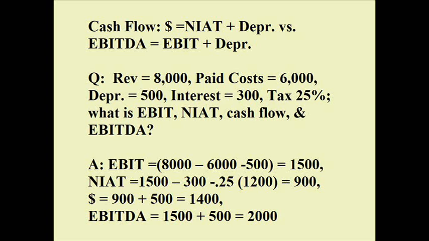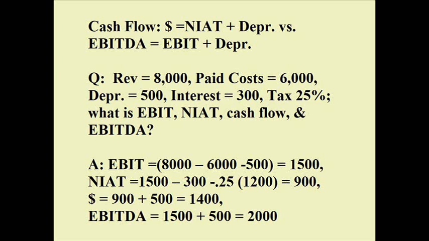For the EBIT, earnings before interest and taxes, well, we have $8,000 coming in, $6,000 going out, and the depreciation, $500, leaves $1,500. Net income after tax, well, that's $1,500, minus the $300 in the case of the interest expense, and minus 1/4 of that previous net amount, $1,200. A quarter of that is $300, so another $300. So we have $1,500 minus the $300 gives us $900.